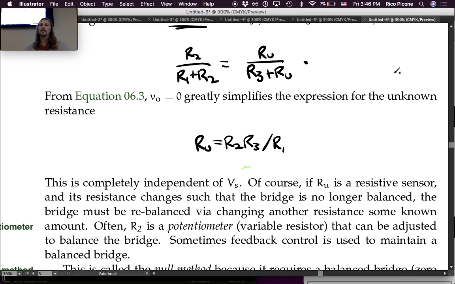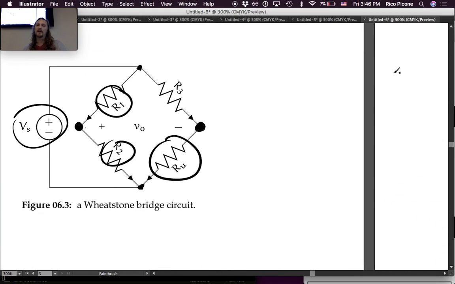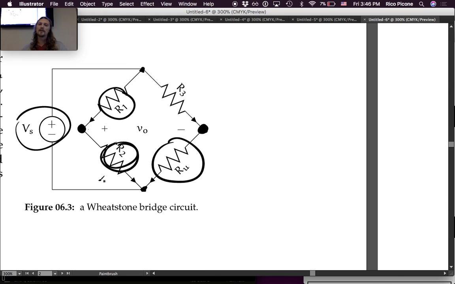So often R2, it doesn't actually matter which other one it is, but often we choose R2 to be a potentiometer, which is drawn with an arrow through it. A resistor with an arrow through it just means a variable resistor. Potentiometers can have a little dial on them that you turn with your fingers. They're also often called pots. Potentiometer, POT, pots. There's a little dial you can use, or a screwdriver you can use to turn the potentiometer to different resistances.